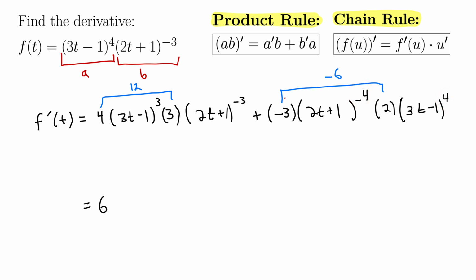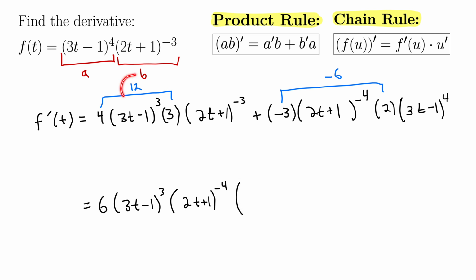So we have 3 and 4 when we're looking at 3t minus 1. Well, 3 is further to the left on the number line, so I'm going to factor that out. 3t minus 1 cubed comes out. Similarly, we have 2t plus 1 to the negative 3 and 2t plus 1 to the negative 4. Well, negative 4 is further left on the number line, so that's the one I'm factoring out. 2t plus 1 to the negative 4. Let's pick up the pieces and see what's left behind.